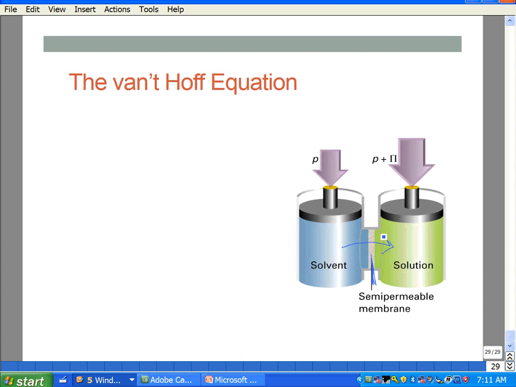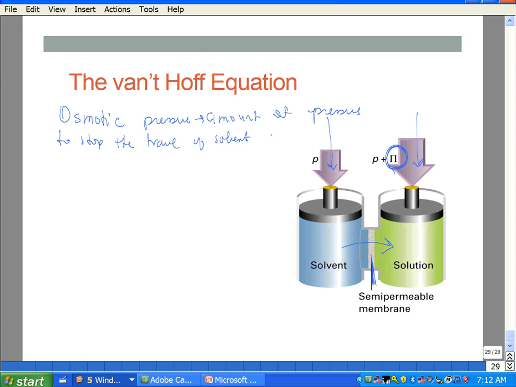It's just allowed to pass freely, no big deal. Whatever is the external pressure, there's an additional amount of pressure, which is the osmotic pressure, and that solvent has to stop coming across that semi-permeable membrane. The amount of extra pressure that has to be applied to make it stop is called the osmotic pressure: the amount of pressure to stop the travel of solvent across a semi-permeable membrane.